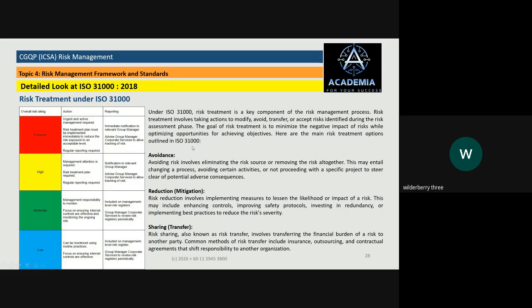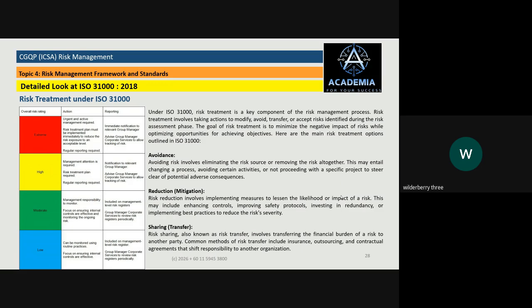Treatment options. When it comes to treatment options, which options do we have? ISO is already mentioning them. You can avoid. The best thing is just avoid. Then you don't have a risk. Don't go into that market, and you won't have negative consequences. Then reduction, mitigation. What can you do to reduce the likelihood of the risk, and also what do you need to do to reduce the impact? So there are 2 avenues for dealing with mitigation.